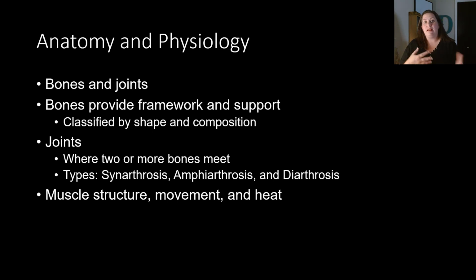Now, these joints are classified either by structure or by their function, and they go hand in hand. That's what anatomy and physiology is. Some of these are more movable joints, whereas others are not movable. When we talk about the structural side, we see fibrous joints, cartilaginous joints, and synovial joints. And they're going to have different types of movement.